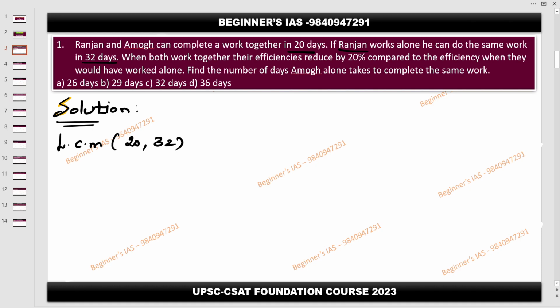5 times 32 is 160. So we will take the LCM as 160 here, since 160 can be obtained from the 20 table and the 32 table also. Therefore 160 will be the LCM. The second step is we need to find out their individual efficiency. Individual efficiency means capacity.